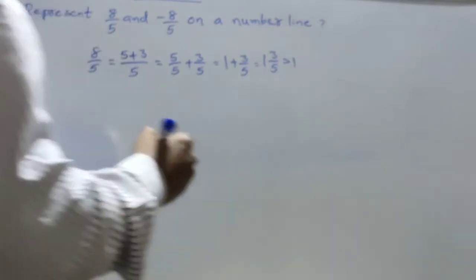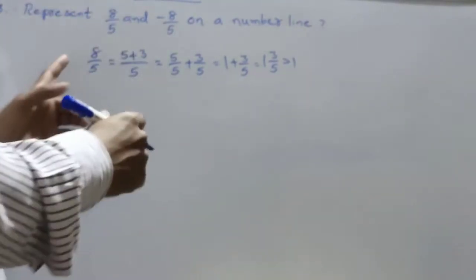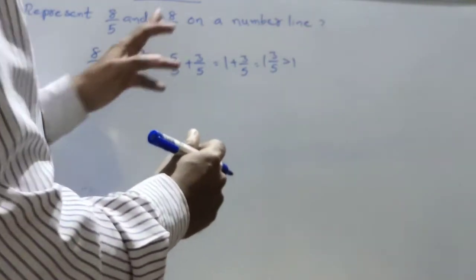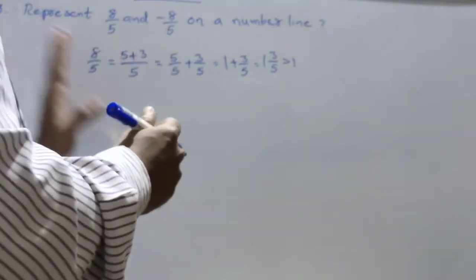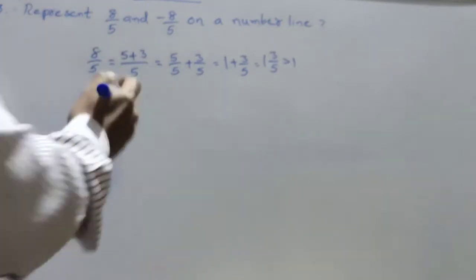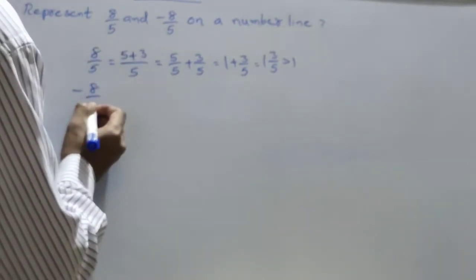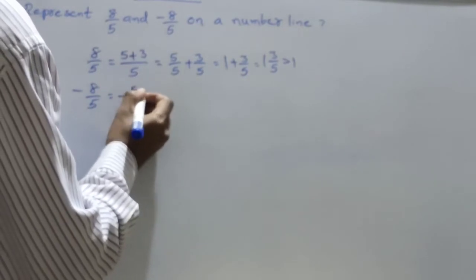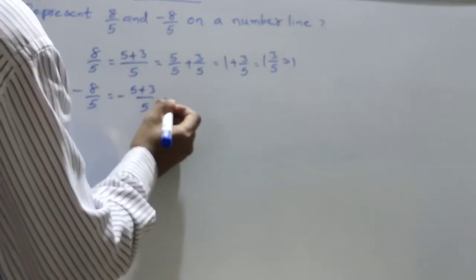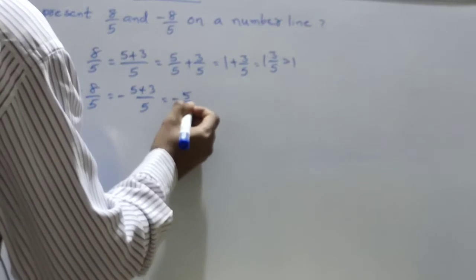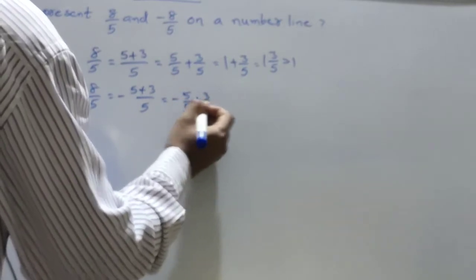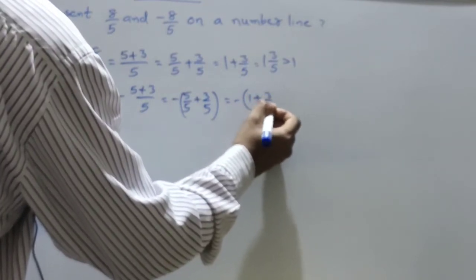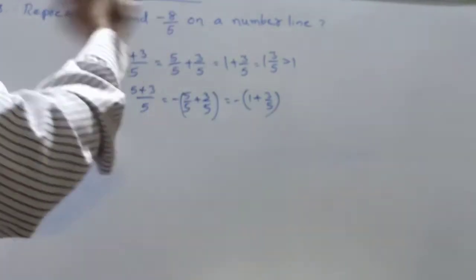Which is greater than 1. That means we have to represent this 8 by 5 on the number line after 1. In a similar way, minus 8 by 5 is on the left side of 0. We can write it as minus 5 by 5 plus 3 by 5, so we can make it as minus 1 plus 3 by 5. It is to the left of minus 1.